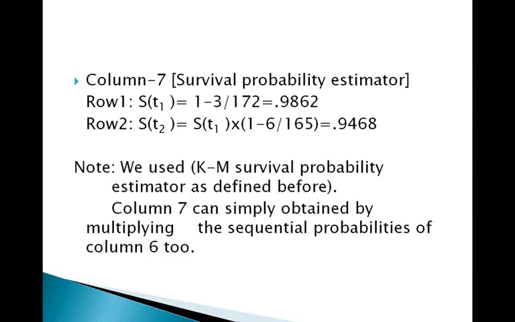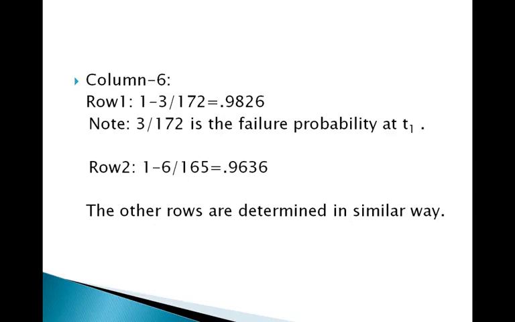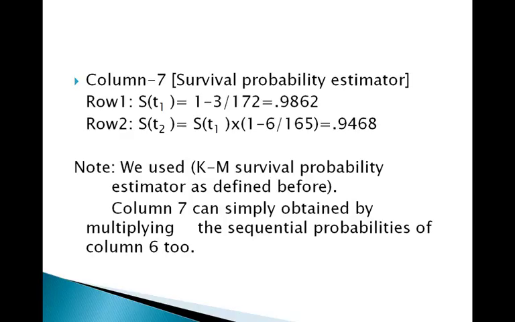So column 7, which is the survival probability estimator, the first row looks a lot like the first row in column 6. It's 1 minus 3 over 172. However, when we get to the second row, and here's the conditioning issue, we look at this 1 minus 6 divided by 165 value, but we buffer it by multiplying it by the survival probability that was present in the interval just before it.